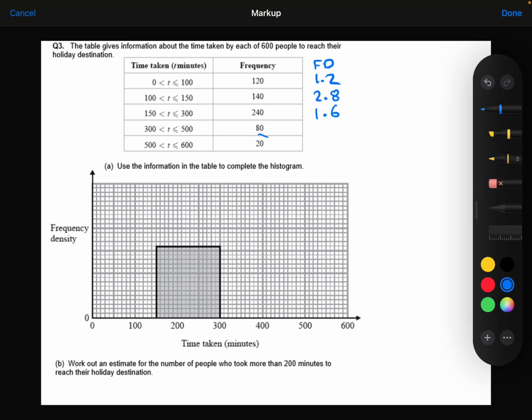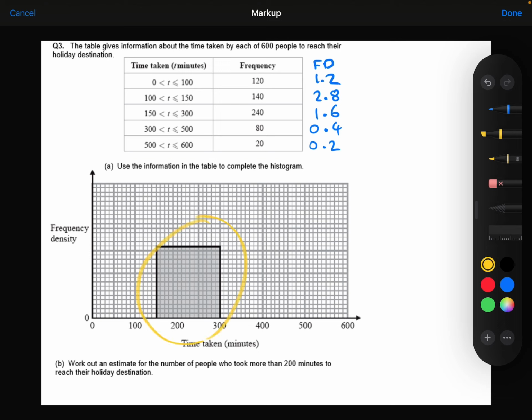Next, we've got 80 divided by 200, as the difference between 300 and 500 is 200. So 80 divided by 200 is 0.4. And then finally, we've got 20 divided by 100, which is 0.2. Now we've got the frequency densities, we can start to plot this onto our histogram.